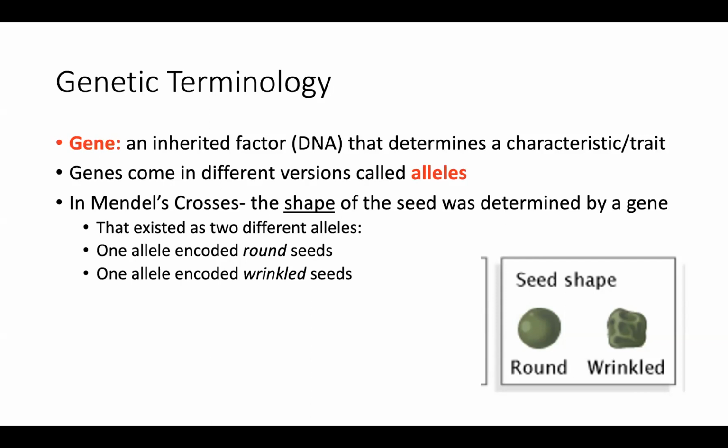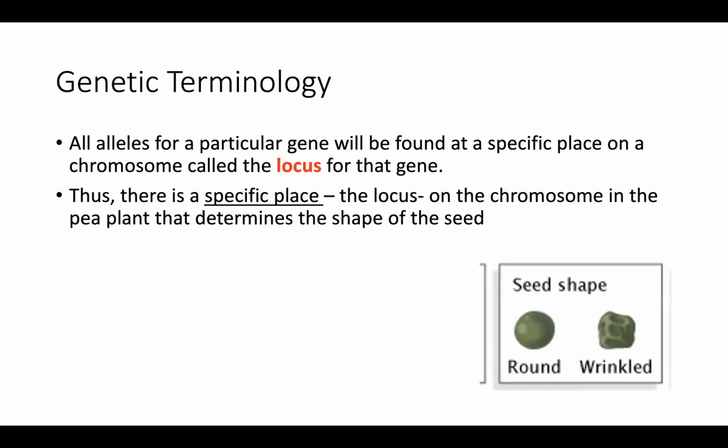The shape, right, which is the trait, existed as 2 different alleles. One allele encoded for the seed shape to be round, and one allele coded for the seed to be wrinkled, right? And depending on which one of these was the dominant allele or the recessive allele, that's going to dictate if we physically see a wrinkled seed or a round, smooth seed.